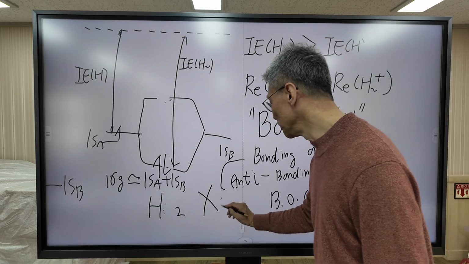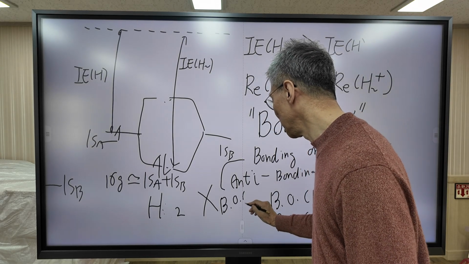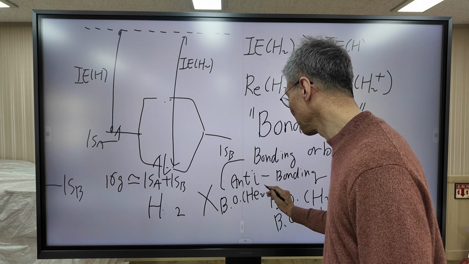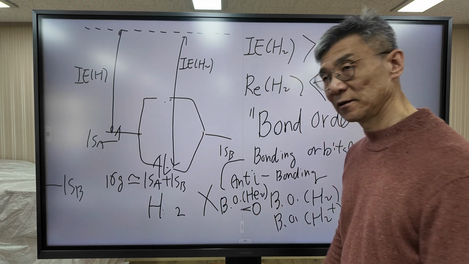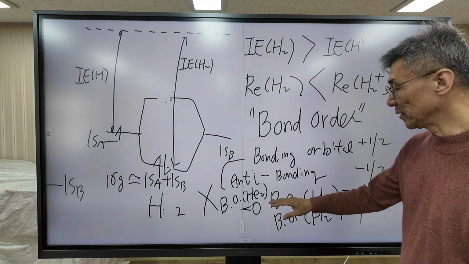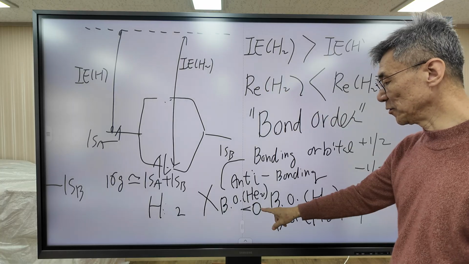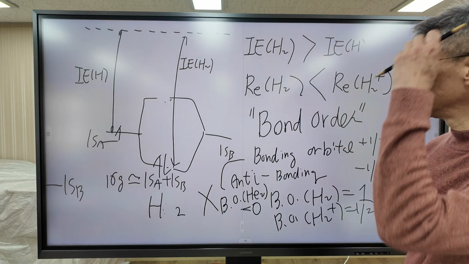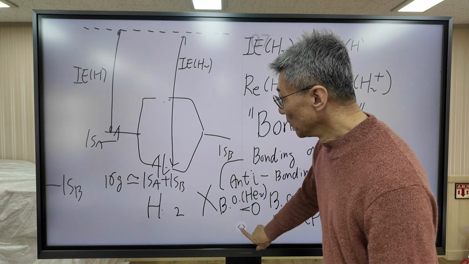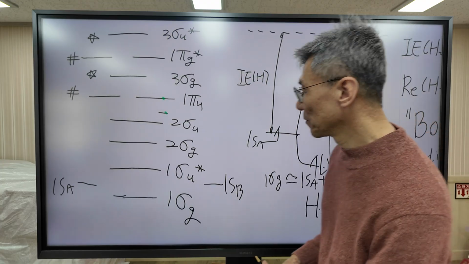Then what is the bond order of helium dimer? It is 0. So we can explain the following experimental fact using the bond order approach. Okay, now let's move on to this one.